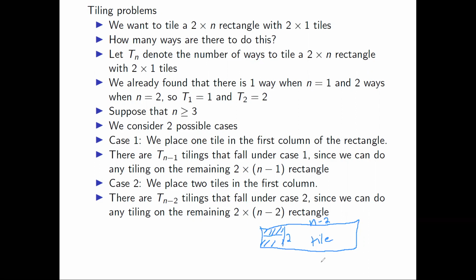So we can tile the 2 by n minus 2 rectangle with any valid tiling. And that gives us a tiling of the 2 by n rectangle when we combine it with these two tiles on the left. So since there's T sub n minus 2 ways to tile the 2 by n minus 2 rectangle, this gives us T sub n minus 2 tilings that fall under case 2.